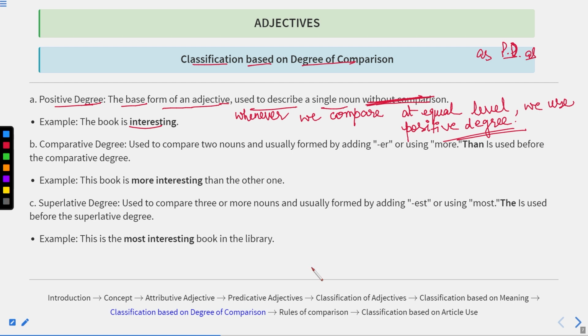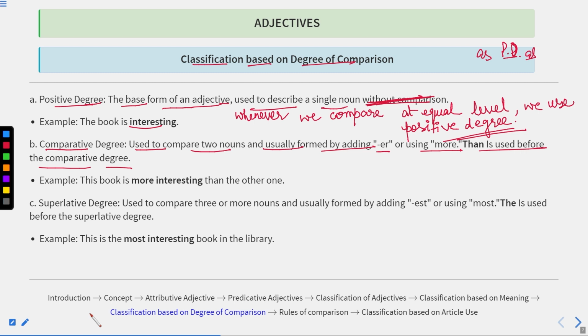Comparative degree of adjective is used to compare two nouns, usually formed by adding er or more, and then is used after the comparative degree. Now, in case of comparative degree of adjectives, two persons are being compared. In this, the comparison can be seen accurately. One is lesser, whereas another is more than that. To compare two things, when something is shown inferior to another, you should use the word than to compare both the things.